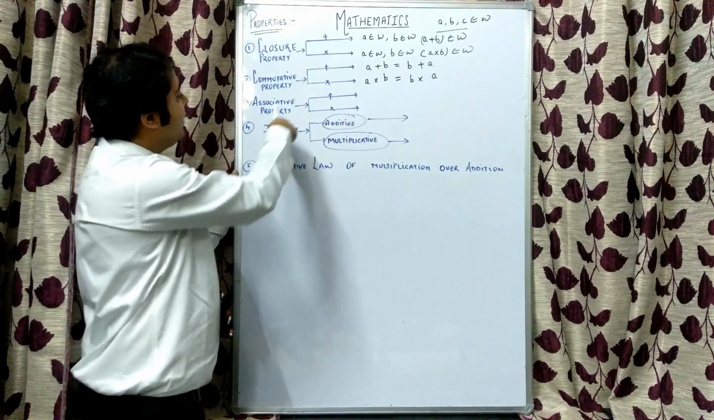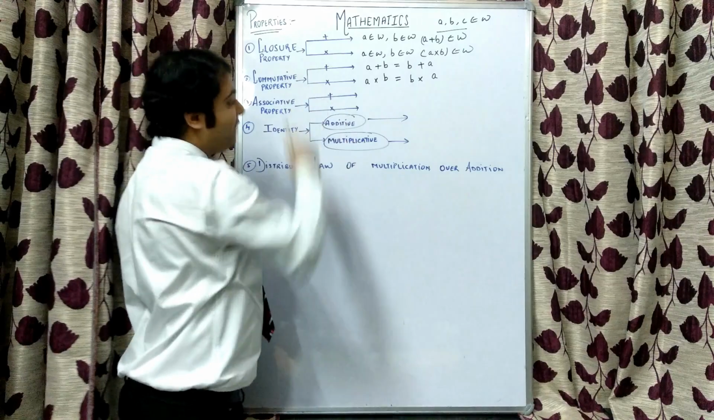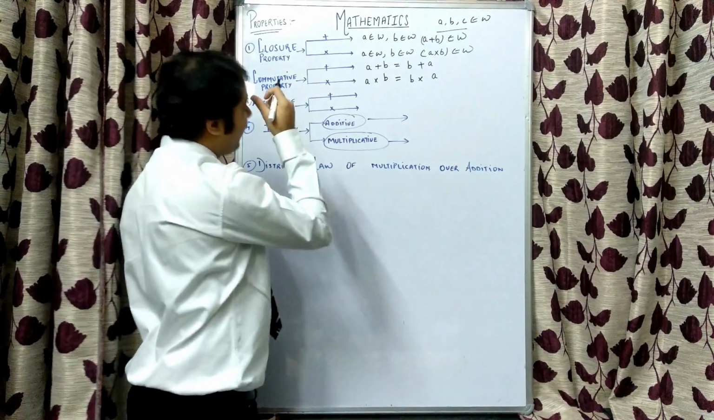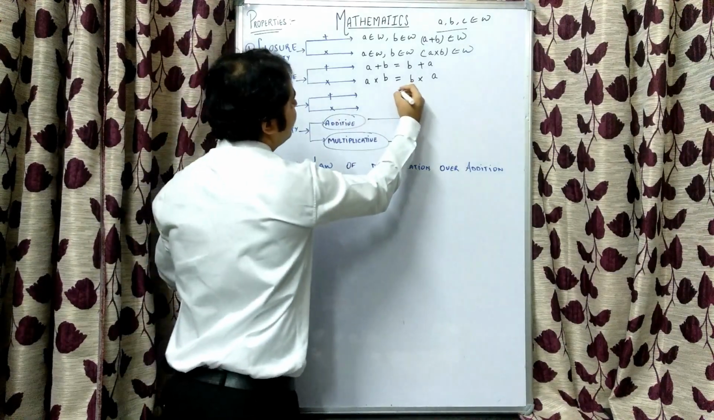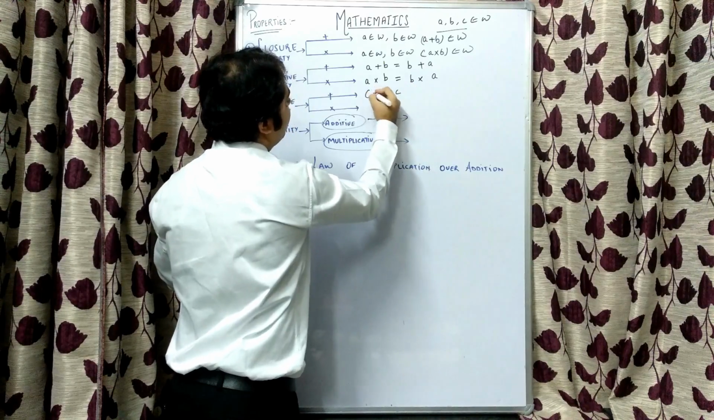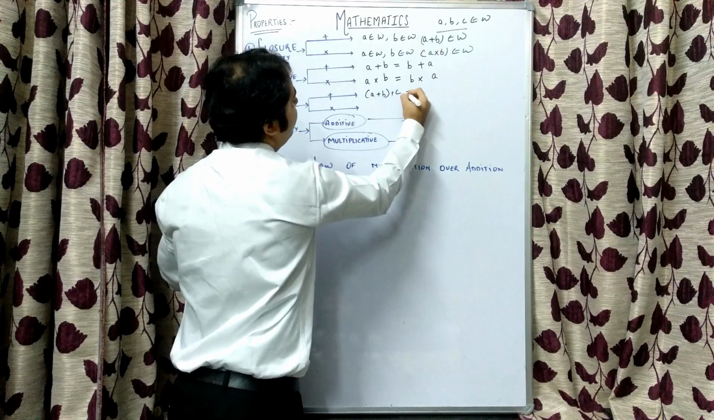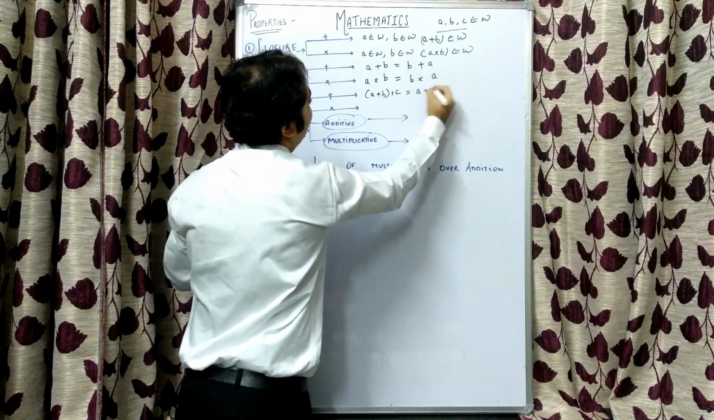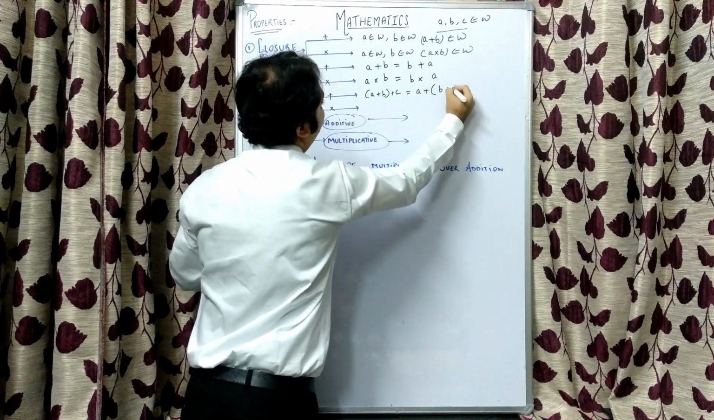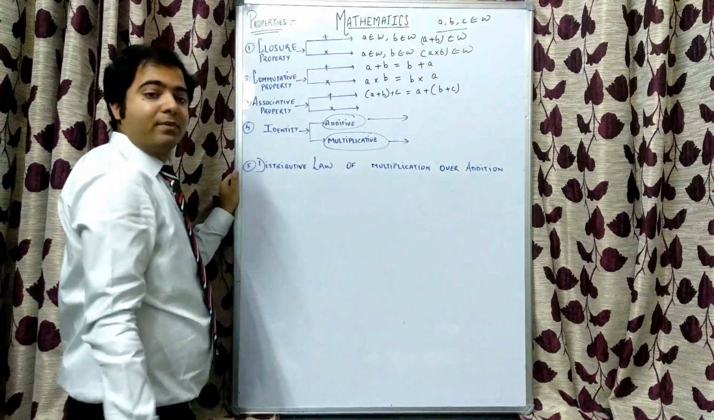Now next property, associative property of addition. Associative property of addition says that if C is being added to the sum of A and B, it will be similar to A being added to the sum of B and C.